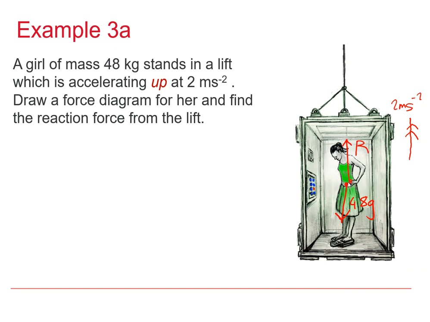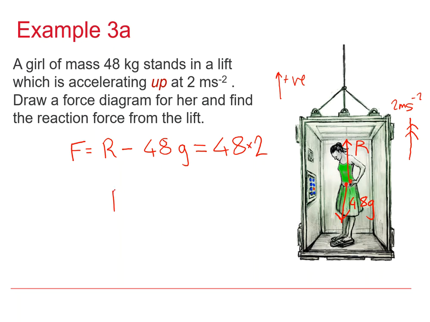Okay, so what can we say? Well, again, if we call up the positive direction, then the overall force acting upwards is that R, because that's going upwards, minus 48g. And we know from Newton's second law that that is equal to ma. So that is equal to 48 times 2, because we know the acceleration is 2. So this is just another statement of F equals ma.